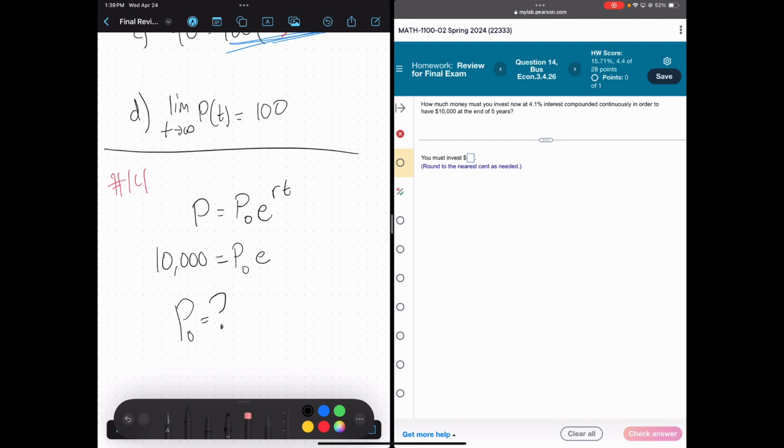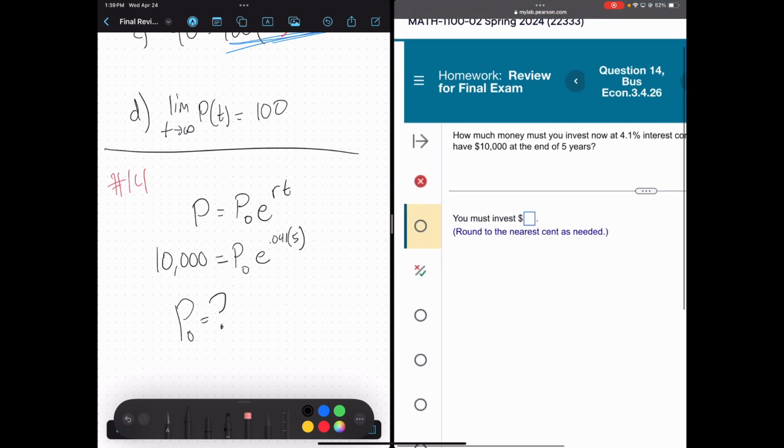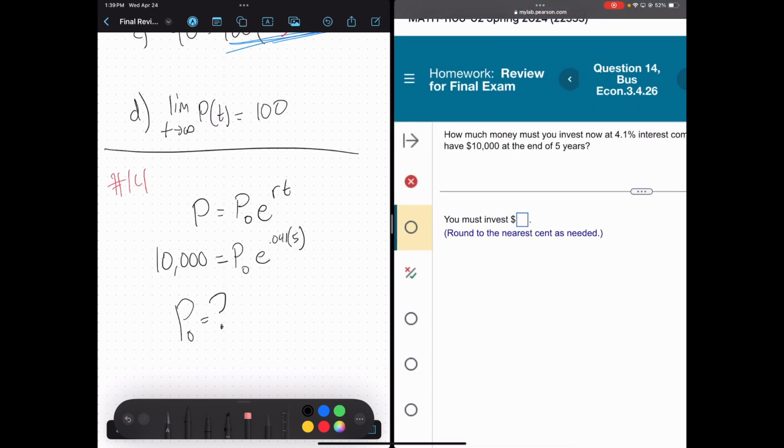And then, of course, R is your rate, so in my case, 0.041. And T is your time at the end of 5 years. Sorry, I know that's kind of hard to see. Any questions about this one?